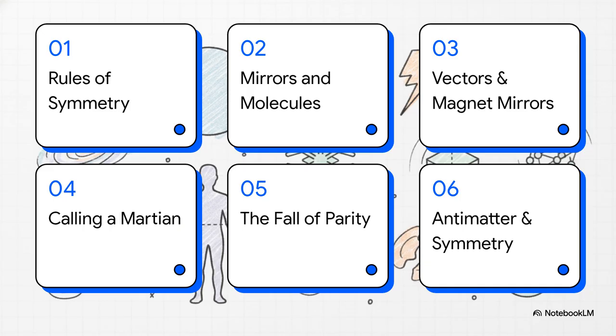First, the rules of symmetry. Then, mirrors and molecules. Three, vectors and magnet mirrors. Four, calling a Martian.